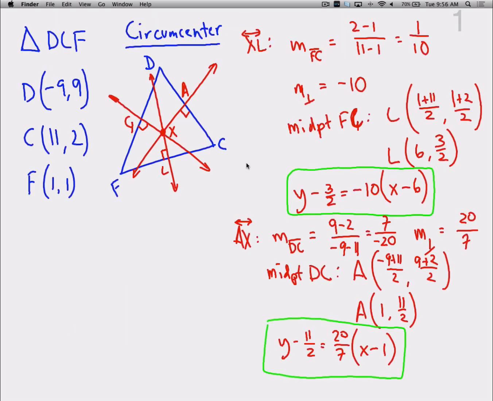Let's suppose I use the same triangle and instead of a circumcenter, I wanted to find an orthocenter. How would I do that? We're not going to. You're going to.